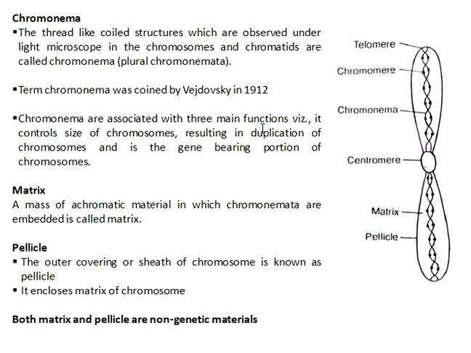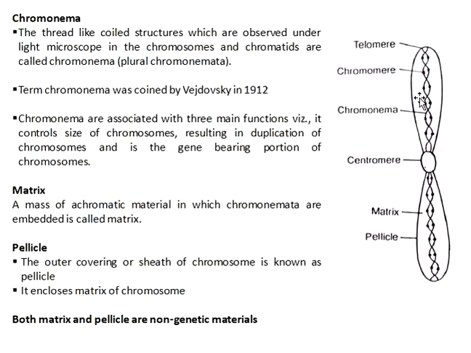The chromonema is actually the genetic material. It has three main functions: it controls the size of the chromosome, it results in the duplication of the chromosome, and it is also the gene-bearing portion of the chromosome. So the chromonema is the actual hereditary material present within the chromosome structure.